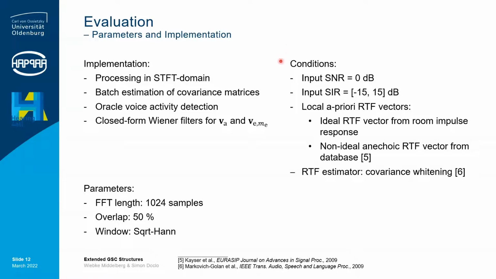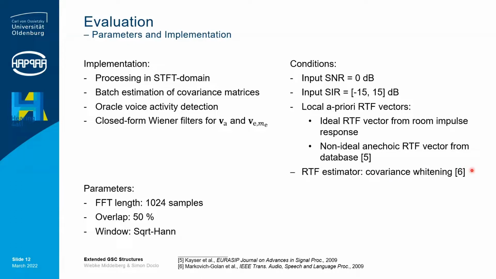The conditions that we investigated were a fixed input signal to noise ratio of 0 dB, an input signal to interferer ratio that varied from -15 to 15 dB, and 2 a priori RTF vectors for the hearing aids: once an ideal one coming from the room impulse response, and a non-ideal one coming from an anechoic database steering in the direction of the target speaker, which allows us to investigate the influences of RTF vector mismatches.